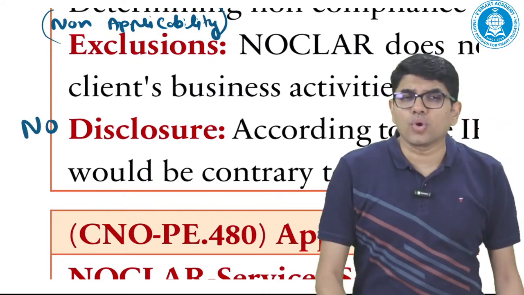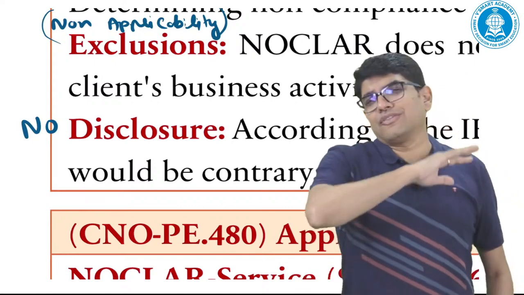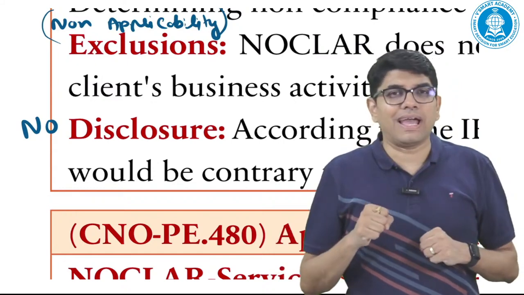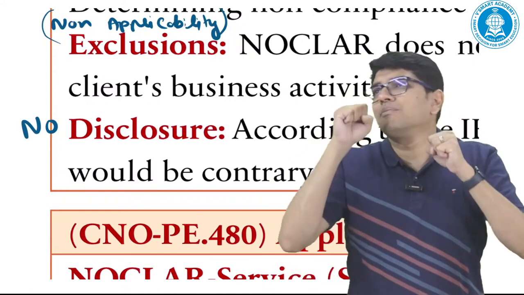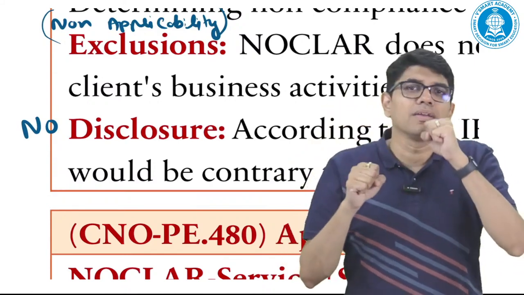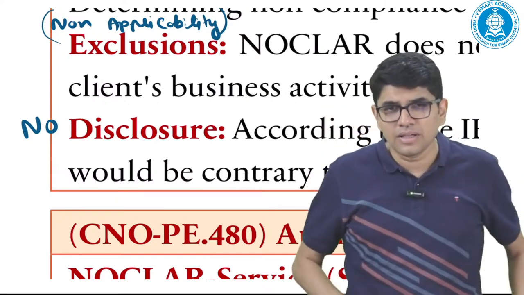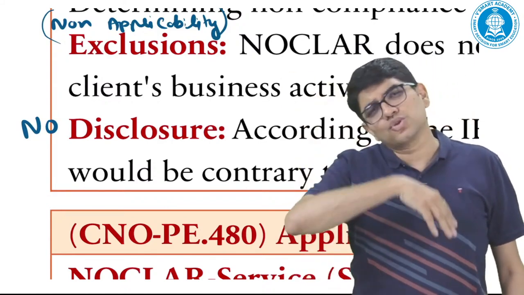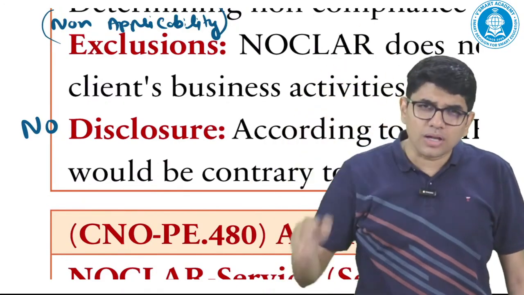So if NOCLAR is applicable, does that mean that if non-compliance happens, we will take a speaker in our hand and announce, "Listen, company is doing non-compliance, run away from this company, don't associate with this company, don't invest in this company"? Are we supposed to do that? NOCLAR is applicable. So are we supposed to spread this non-compliance to everyone? Are we supposed to announce it? Are we supposed to go to authorities?